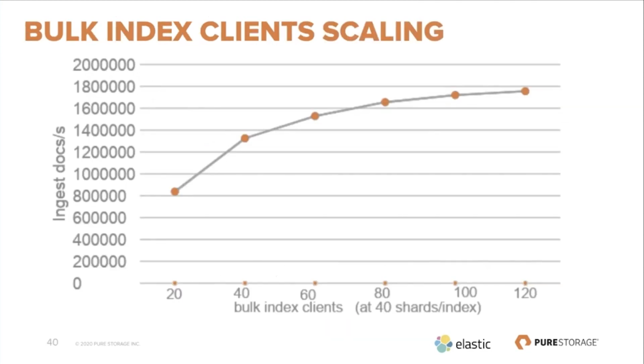The next was bulk index clients. It's the number of simultaneous threads or connections for bulk indexing. A good number was 10 clients. We were able to scale up and get some good results at 80 to 100.